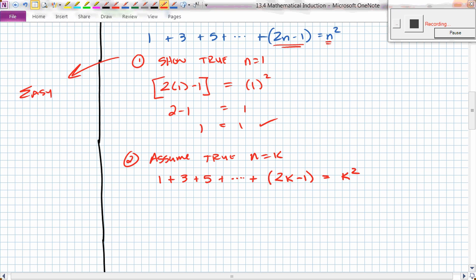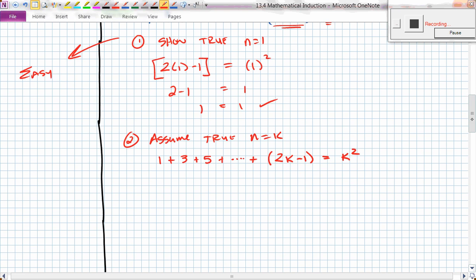So what did I actually do here in step 2? I didn't do anything fancy at all. Who can explain what I did? There you go. I just substitute a k for n. That's it. That's all I did. That's basically step 2. That's the piece I'm assuming is true. I need you to write it out every time.